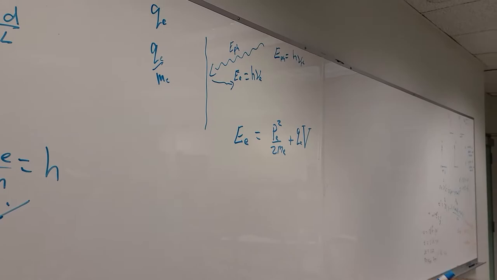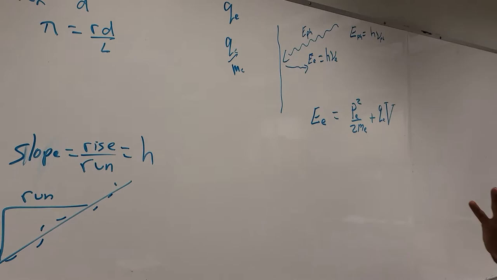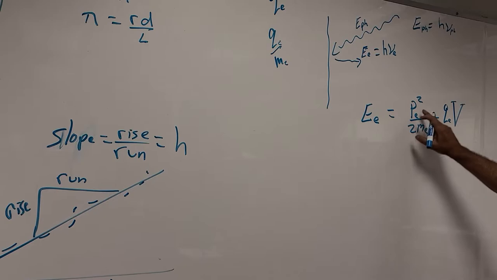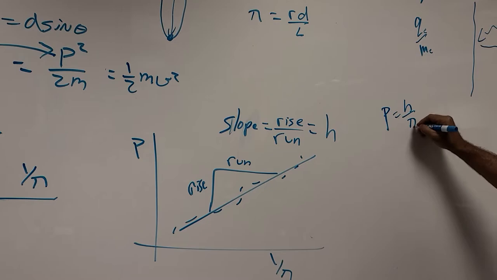I don't like to write little e because then this becomes minus. I'd rather this be plus because I don't like people freaking out about minus signs when we know we can deal with it later. But this then becomes the energy relationship of the electron, which if I write p is equal to h over lambda, these are electrons now. I could play around with this for fun.